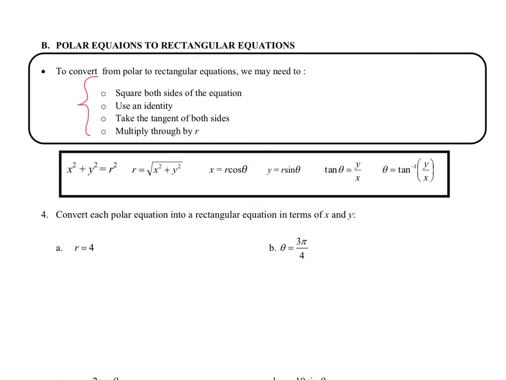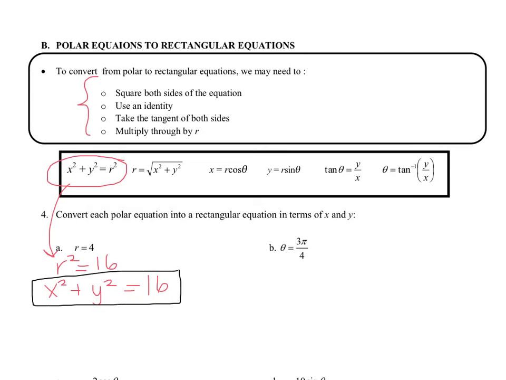So let's take a look at number 4. This one's fairly straightforward. If you square both sides, you should be able to replace r squared with x squared plus y squared. So let's square both sides. We get r squared equals 16, and then we can replace r squared with x squared plus y squared. And that's it. We're done. x squared plus y squared equals 16. If you don't recognize this, this is a circle, centered at the origin with a radius of 4.